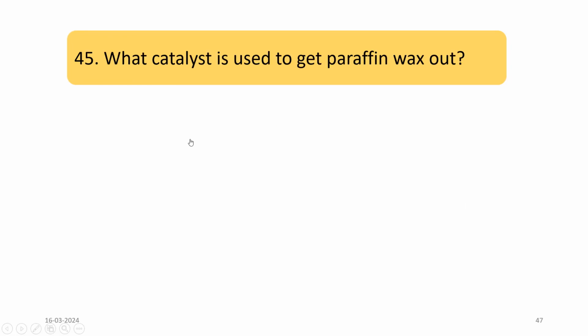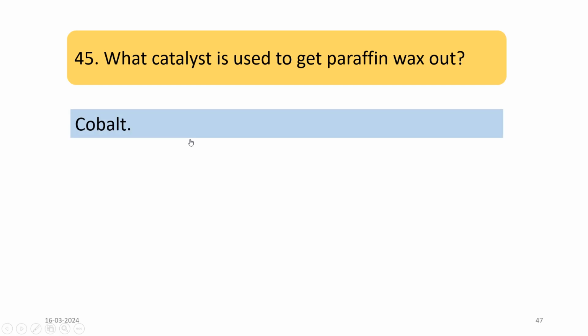Next question: what catalyst is used to get paraffin wax out? The answer is cobalt. Cobalt helps to get the paraffin wax out of the natural gas, which is required for diesel fuel.